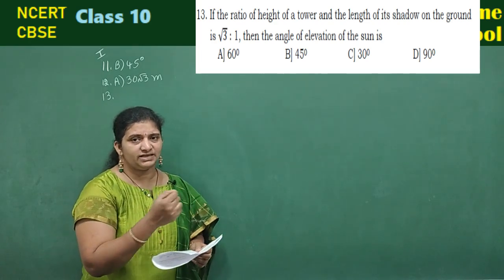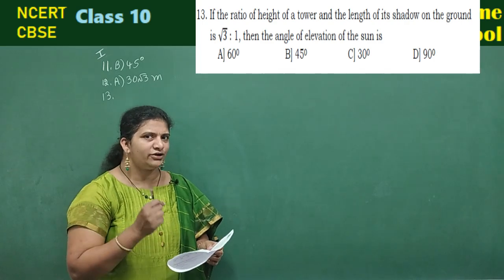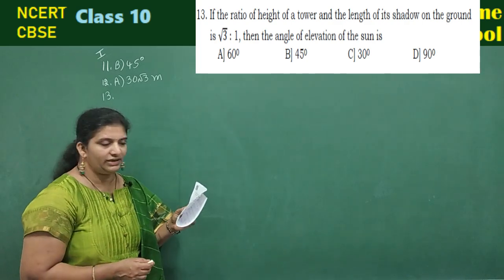In this chapter, almost all questions we deal with a right angle triangle. Either opposite missing, adjacent missing or hypotenuse missing, or the angle is missing. We need to calculate the missing one. Okay. See the next one, 13th one.